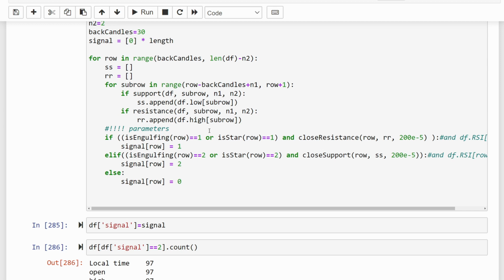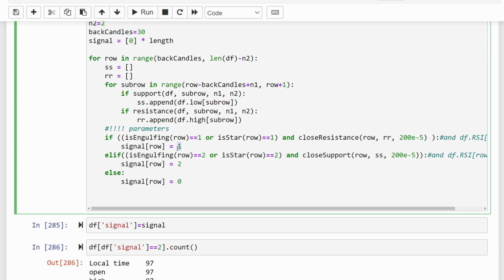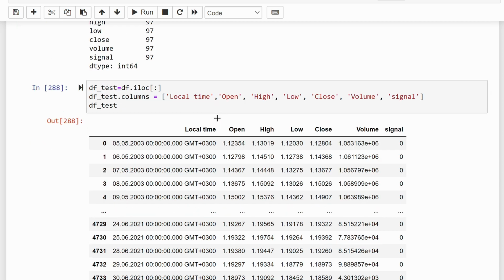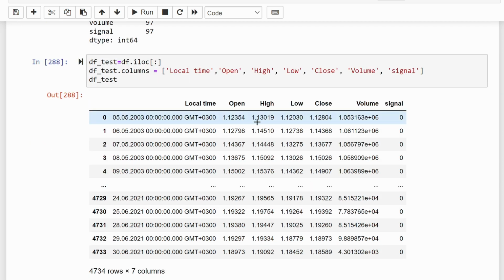Then we are going to generate our signals. If it's a buying signal, I'm going to write 2. If it's a selling signal, we are going to write 1. And if we don't have any signal at a particular candle, we simply keep our signal row equal to 0. And this is our data frame.